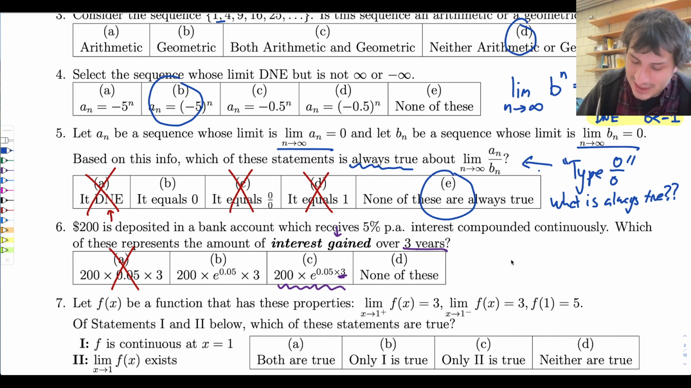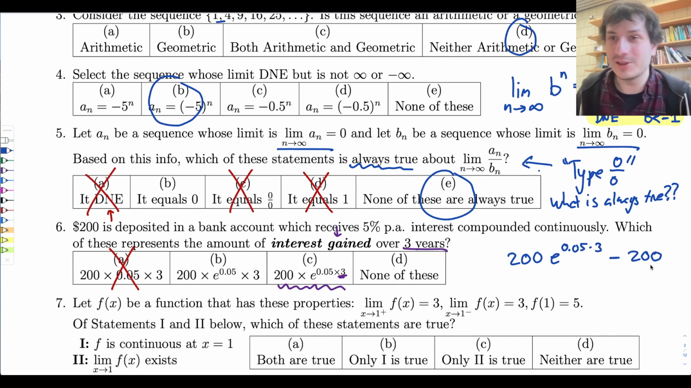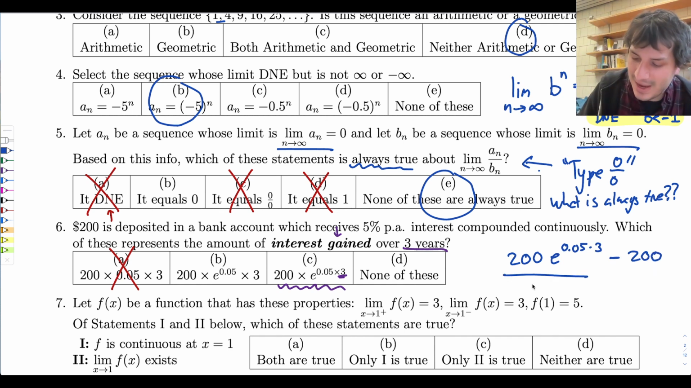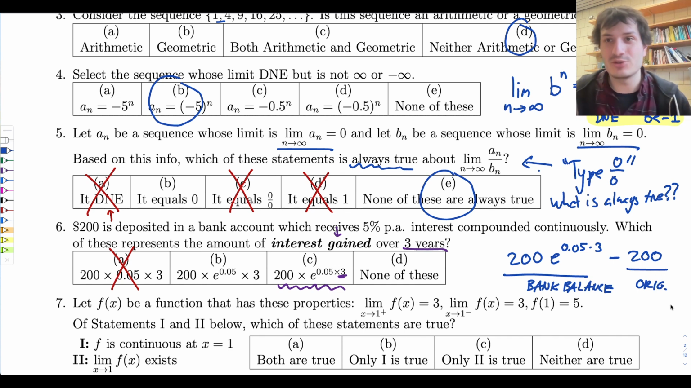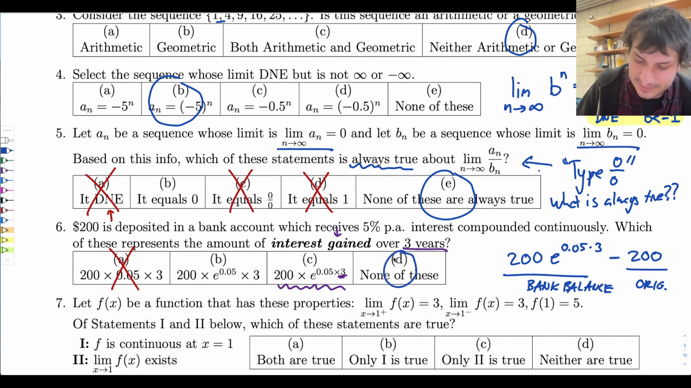The amount of interest gained is the formula 200 e to the 0.05 times 3 minus 200. That is the formula of the interest gained. This is the bank account balance. Bank balance. And then you have to subtract the original amount to get just the interest gained. So if you want just the interest gained, the correct answer is none of these.